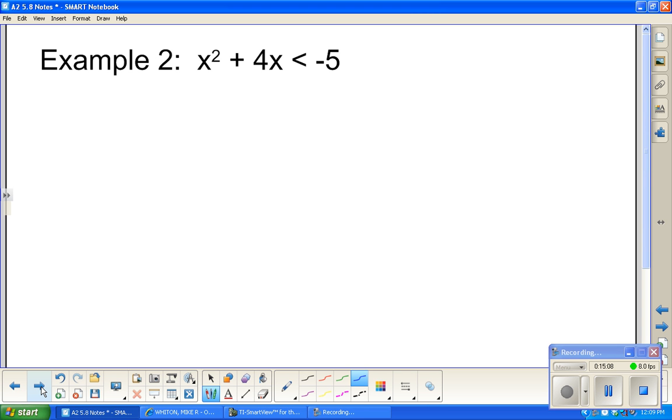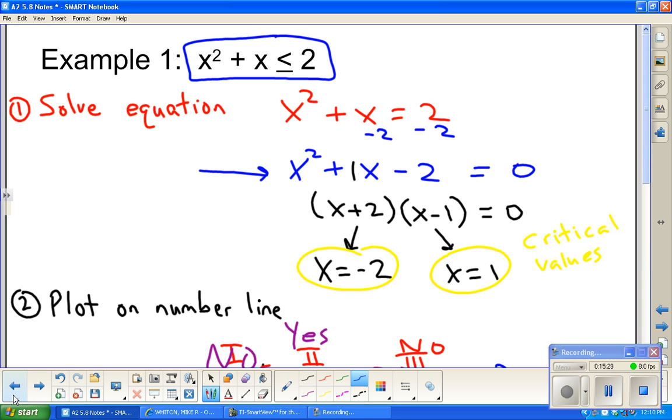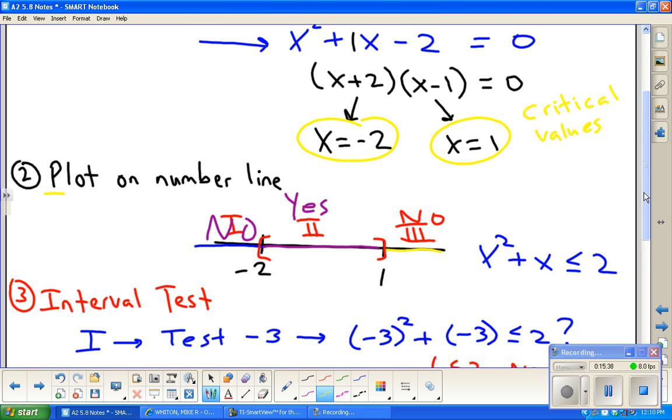Okay, x squared plus 4x less than negative 5. Oh, I almost forgot. There's a name for the method we used on the last one. So let me go back for one second, then we'll come back because it's kind of a funny name. If you look at the first letters of the steps, solve, plot, and then interval test. This is a SPIT method, okay? If you don't like an inequality, you spit at it and you can solve it. SPIT method. Solve it, plot it, interval test.